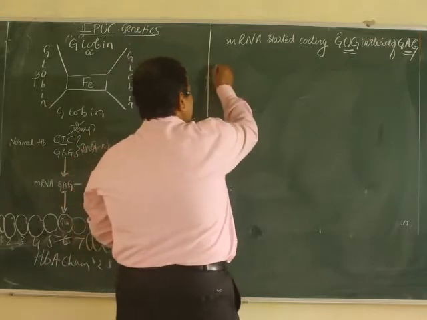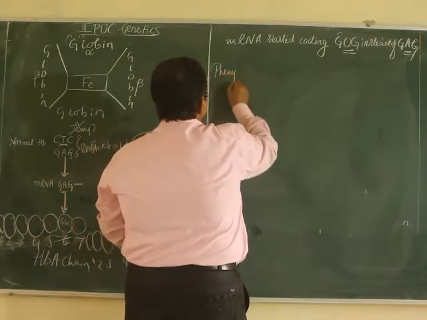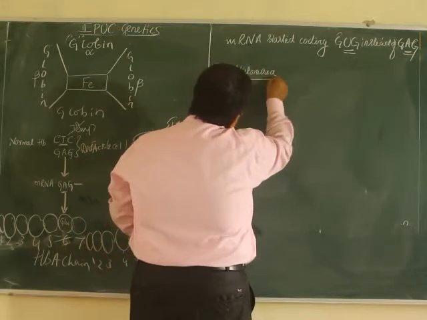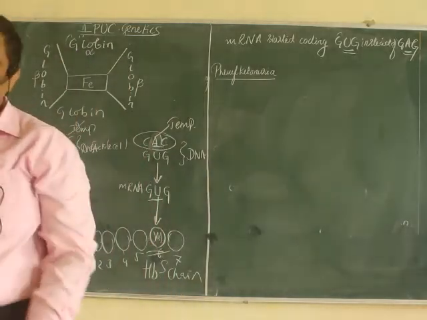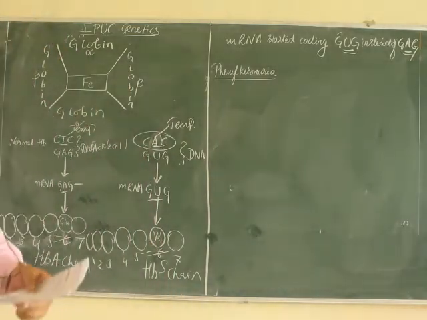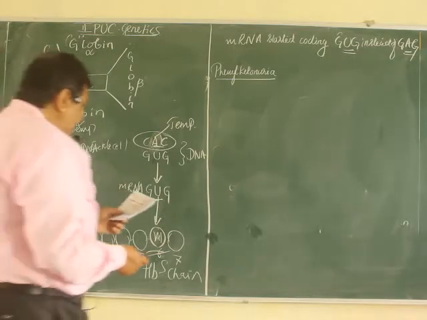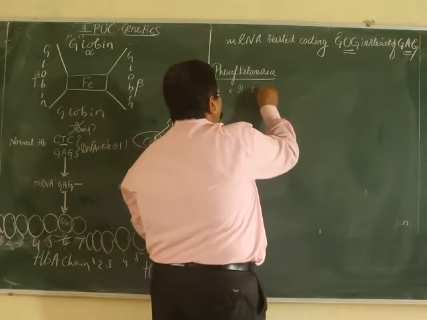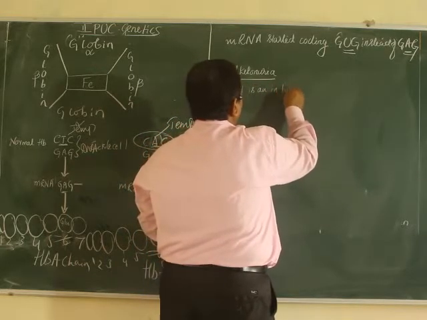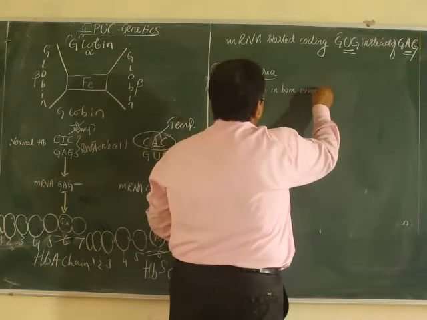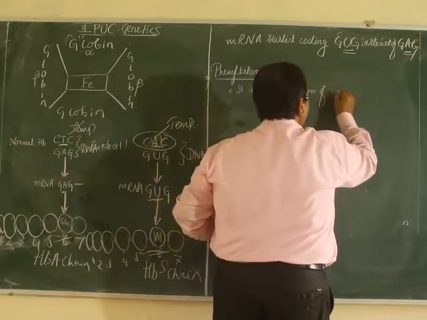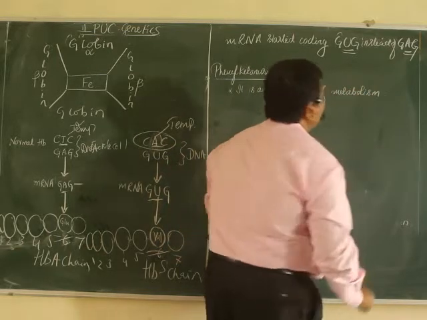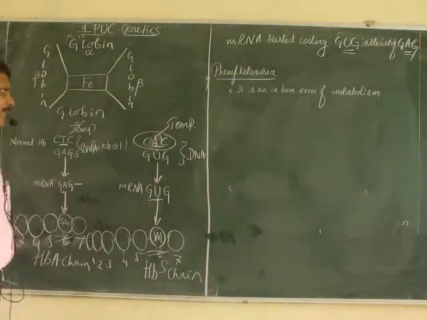Now next is phenylketonuria. Phenylketonuria is another disorder, an inborn error of metabolism.